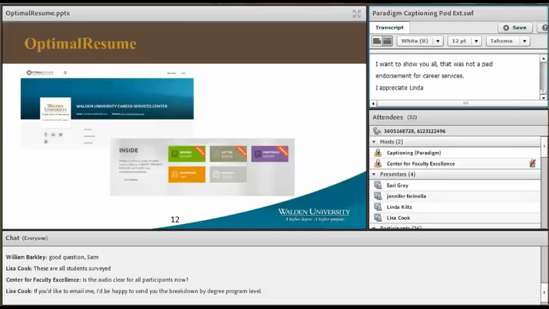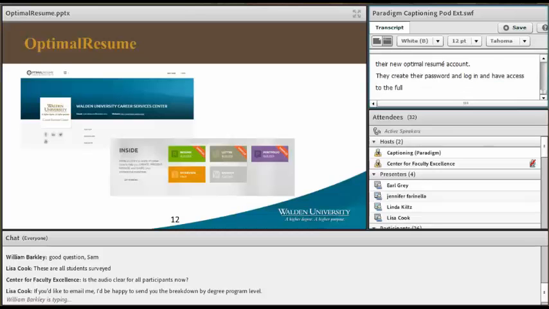So anyway, here's basically a screenshot of what students see when they first log into OptimalResume. They can log in through their student portal. There's a link for career services / OptimalResume on the portal, or they can log in through our website. There's a big button on careercenter.waldenu.edu. When they log in, all they have to do is use their Walden email account to create their new OptimalResume account. They create their password and log in, and then they have access to the full functionality of the system.